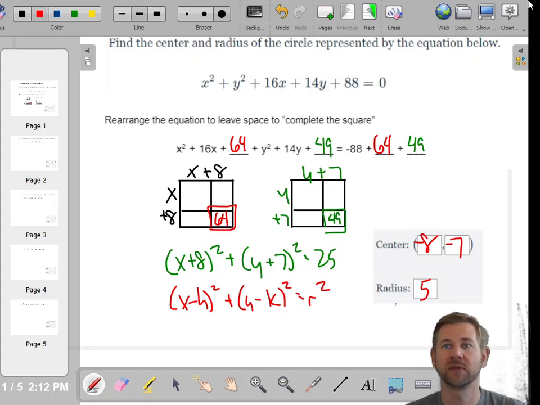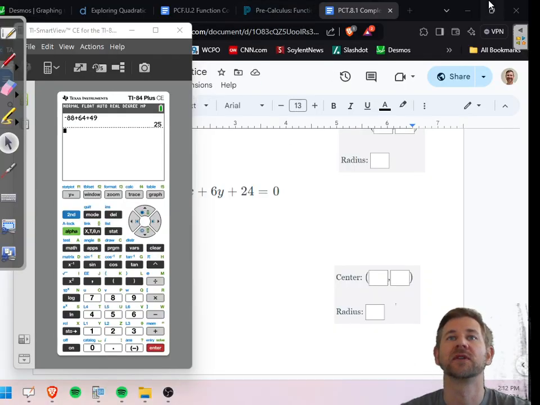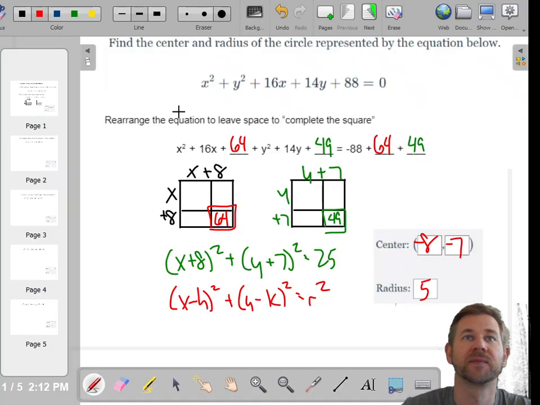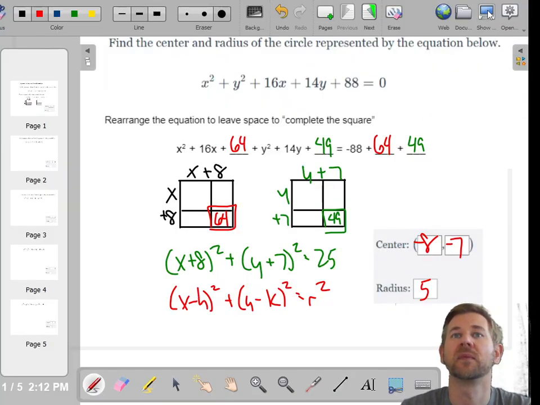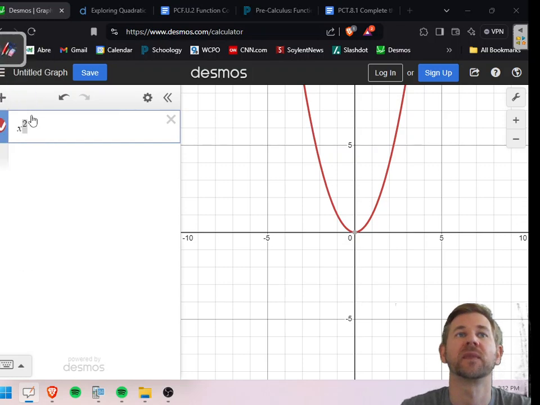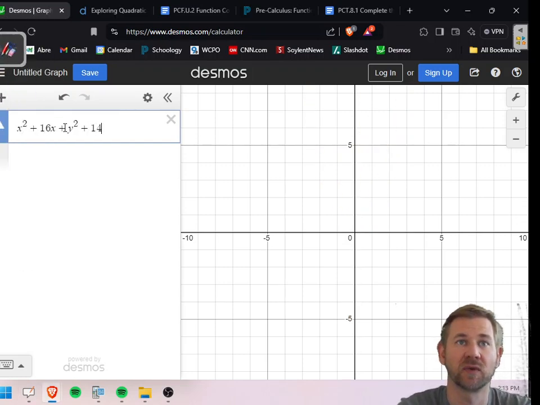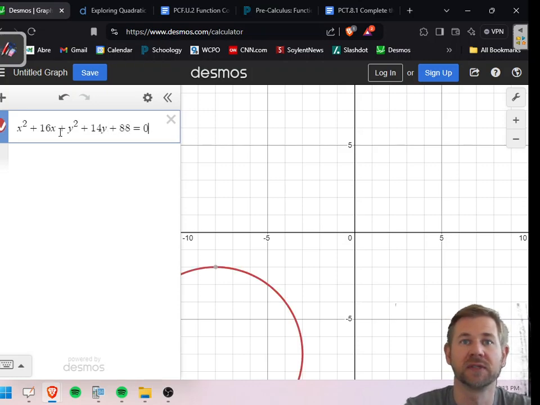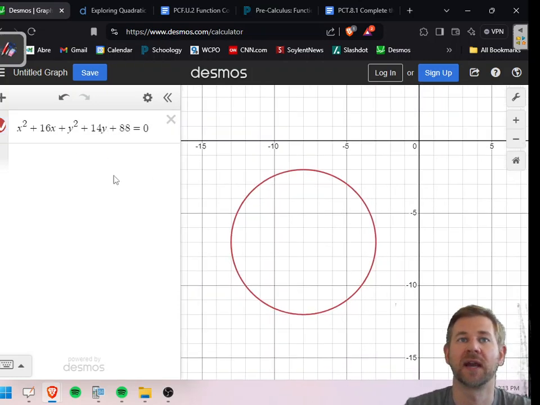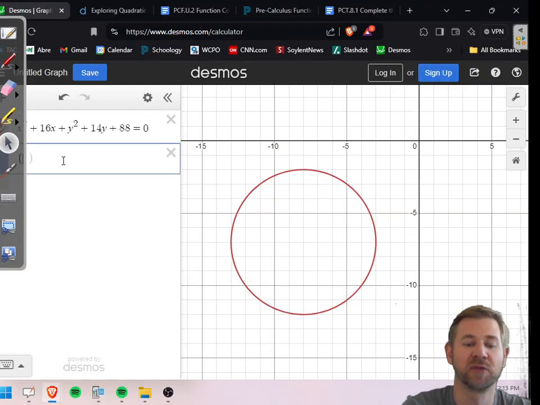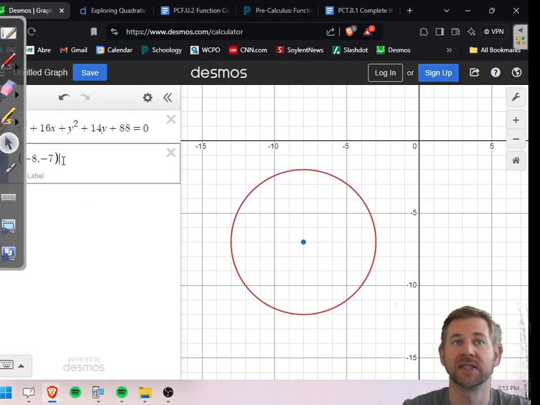Let's bring up Desmos. Okay, x squared plus 16x plus y squared plus 14y plus 88, and I'm going to say equals 0. And you can see here's the equation. And I said that the center should be at negative 8, negative 7. So let's put a dot, negative 8, negative 7. You can see there's the middle.